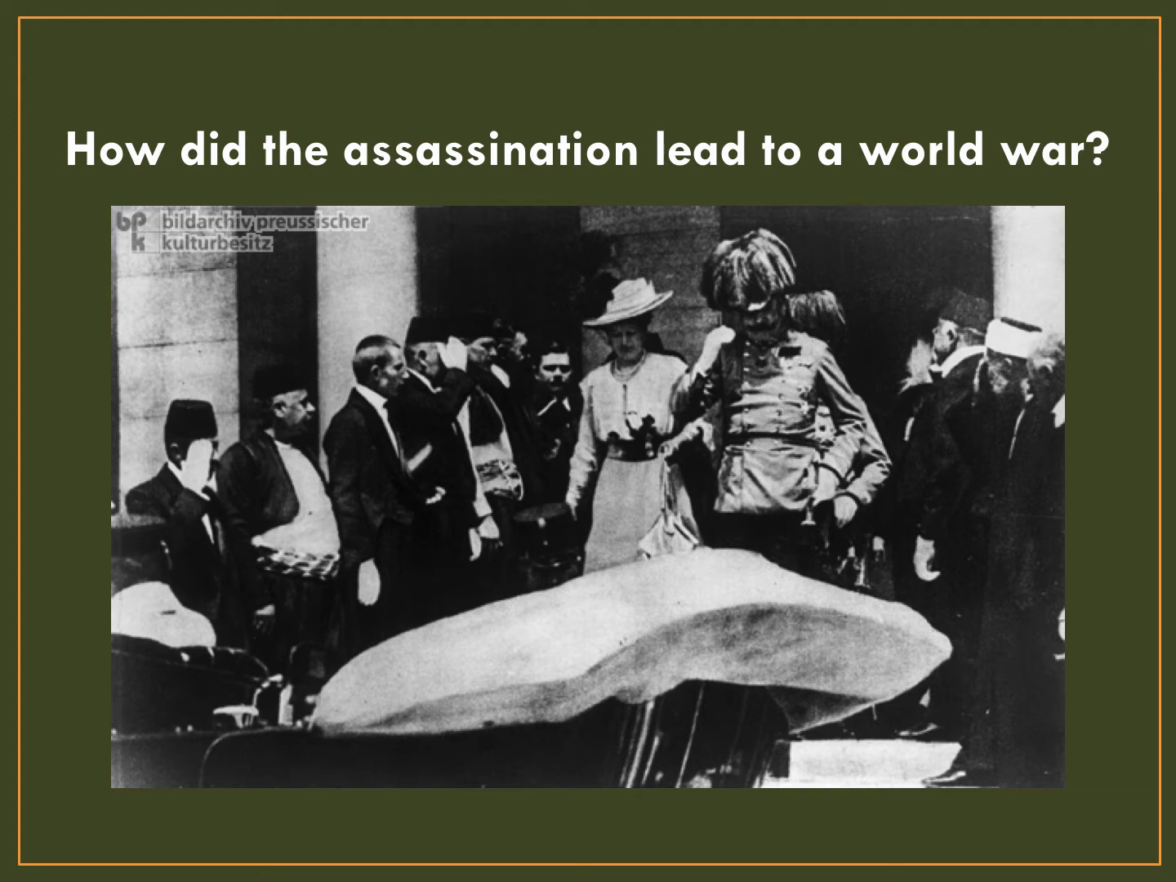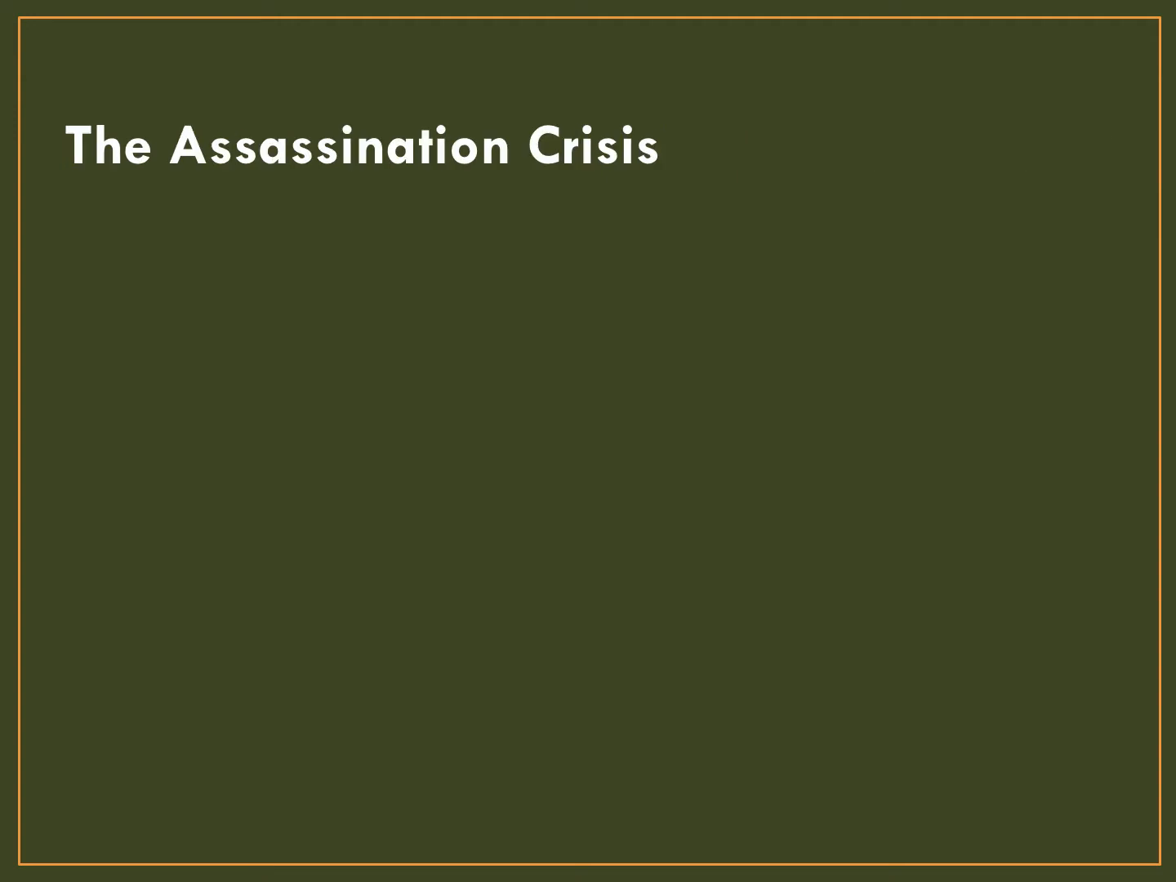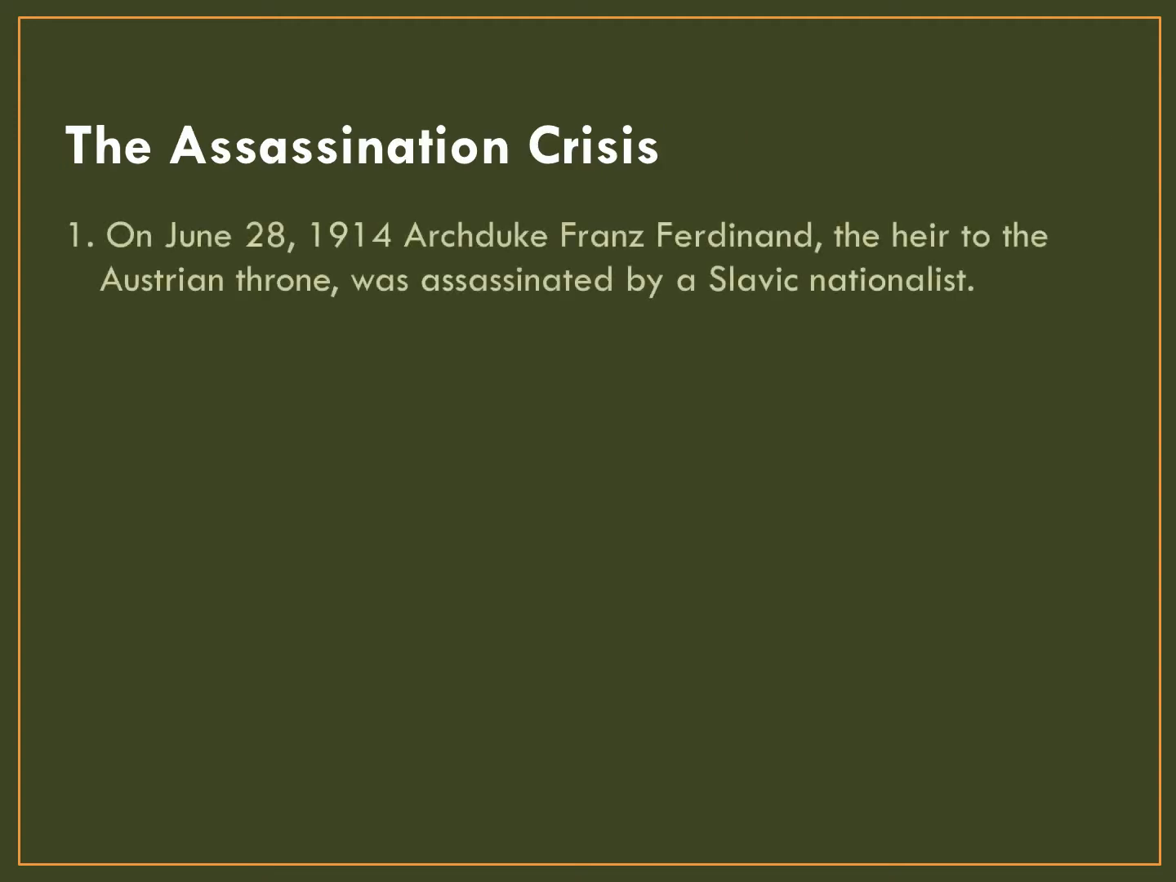And as you can see in this picture, this is Archduke Franz Ferdinand with his fancy plume and hat, with his wife Sophie, walking down to the open air vehicle that they would then ride to their assassination, on accident. All right, so the assassination crisis. The date is June 28th, 1914. Archduke Franz Ferdinand, heir to the Austrian throne, was assassinated by a Slavic nationalist, which we'll get more into later.